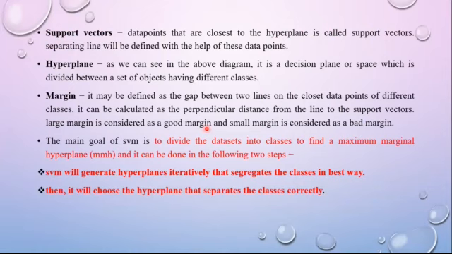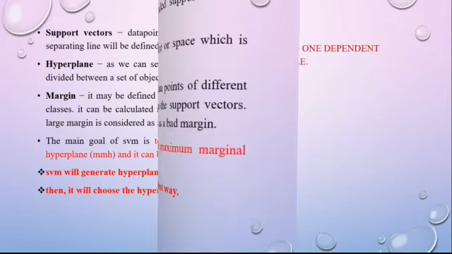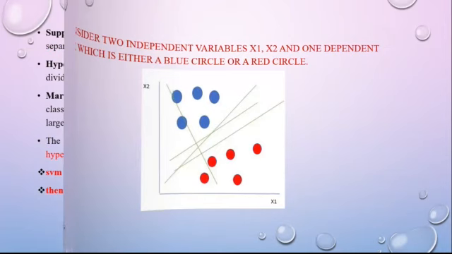First of all, what is a support vector? The data points closest to the hyperplane are called support vectors, and the separating line will be defined with the help of these data points. And the hyperplane, as we see in the diagram, is a decision plane or space which is divided between a set of objects having different classes. It looks like this.